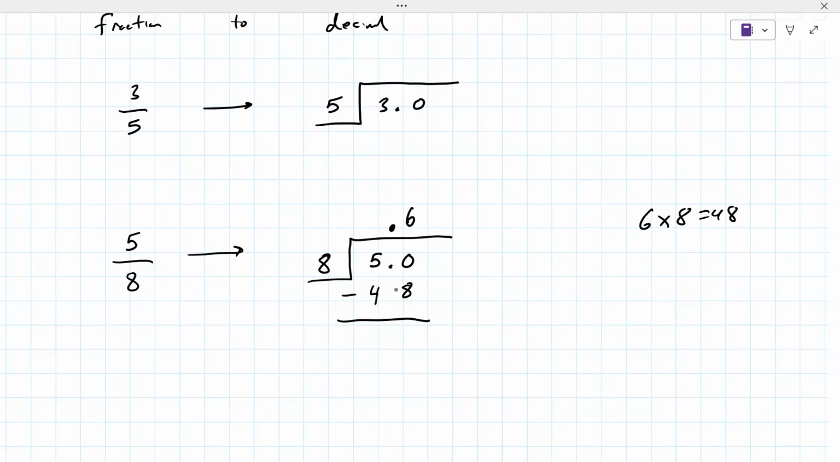50 minus 48, oh, sorry, 2. And then you presume there's another 0 down there, so you bring it down. Does 8 go into 20? No. Well, it doesn't go in perfectly, but how many times does it go in?